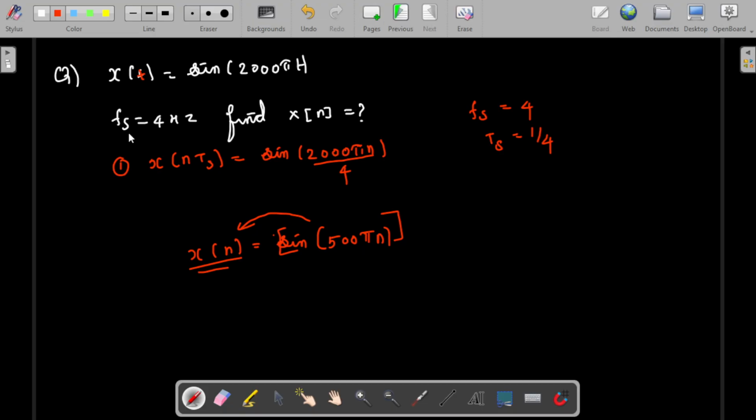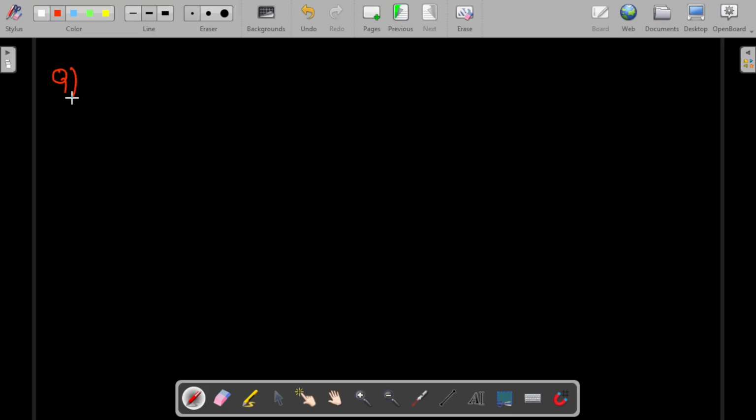I'm giving you a homework. Please try to do this one; next class I will solve it. x of t is equal to 1 by 2 e power minus 0.5 t, and Fs is equal to 10 hertz. Find the x of n. Please pause the video and try to answer it. In the next class, I will solve this, so consider this a homework. This is very simple. Just apply the same rule which I have done previously so that you are able to get the answer.